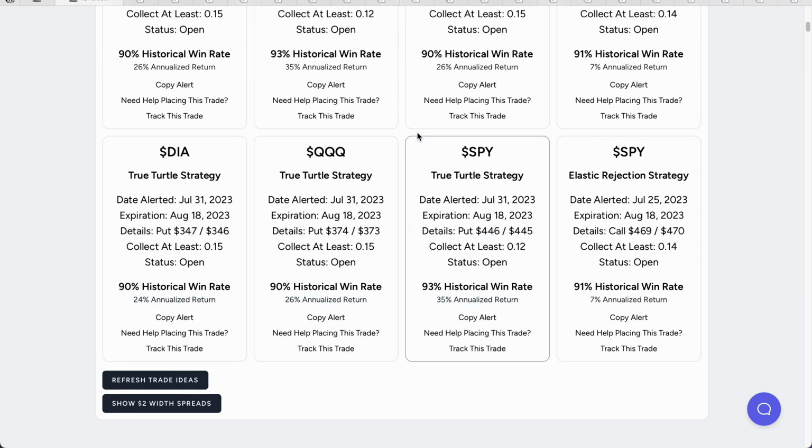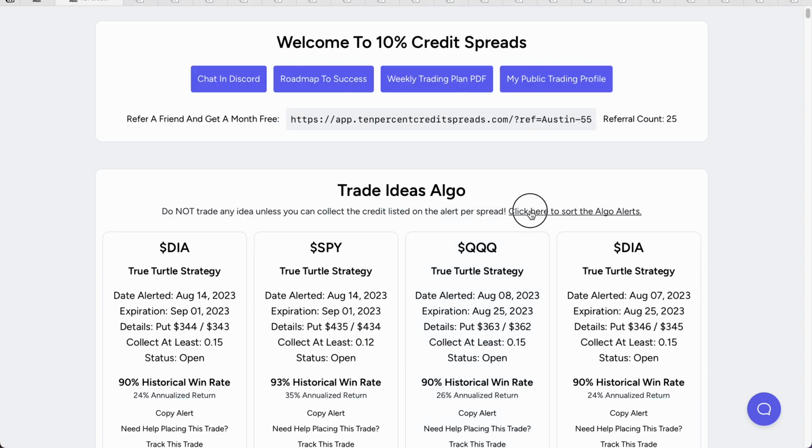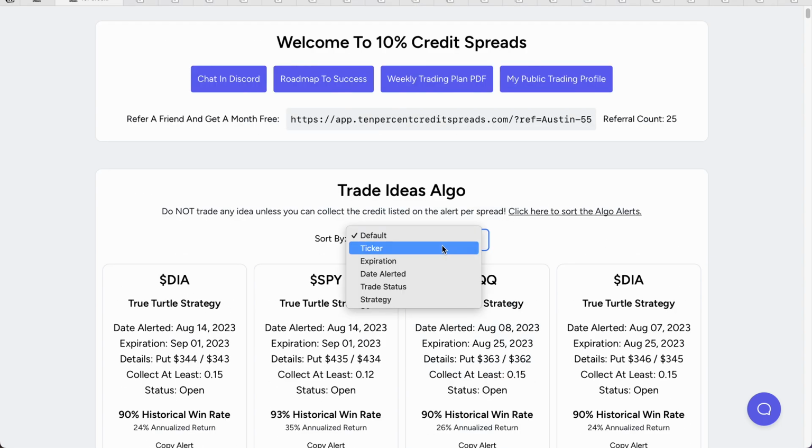It also highlights like this when you have tracked one of your trades. For instance, this alert is a trade that I am trading, and I can track it and follow it here. For instance, the status goes to close and tells me to exit this trade early. Alright, not only that, you can also sort the algo alerts by clicking here. If you want to sort by ticker, expiration date, date alerted, trade status, or strategy, you can just click on that and it will immediately filter or sort the results in order by that.